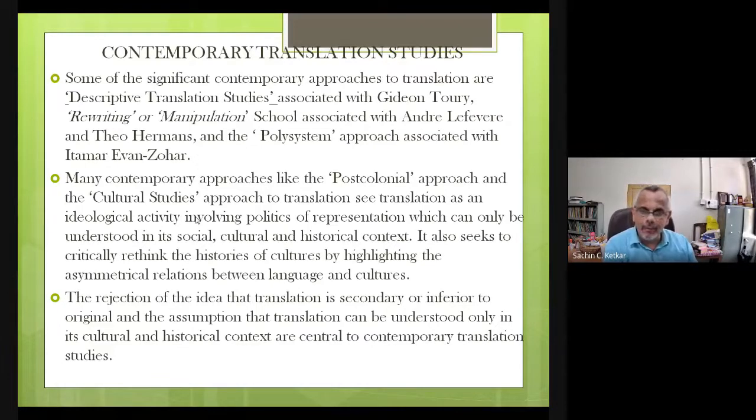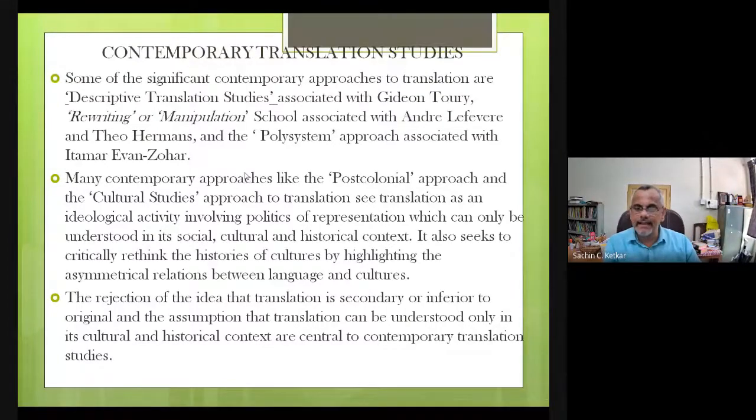Something called the Rewriting or Manipulation School of Translation Studies, associated with André Lefevere and Theo Hermans, and the Polysystem approach associated with Itamar Even-Zohar. These translation scholars look at the politics of translation, right? What role does translation play in the service of certain ideological agendas? Or as Itamar Even-Zohar says, translations can be interventions in debates. Instead of seeing translation as good, bad, or adequate, inadequate, you are now looking at how translations intervene in the development of culture or the history of culture.